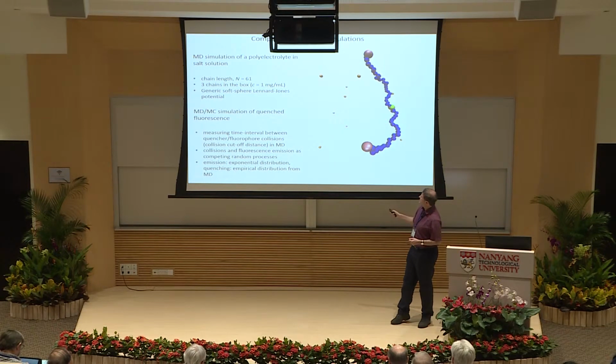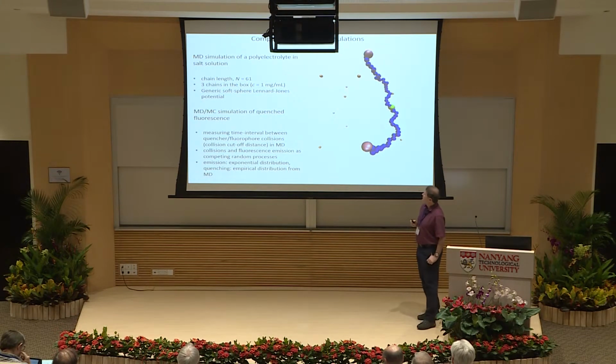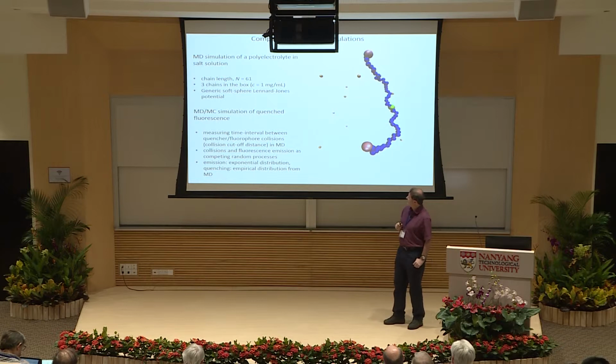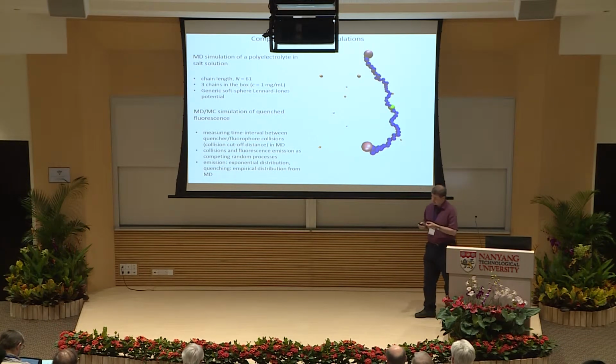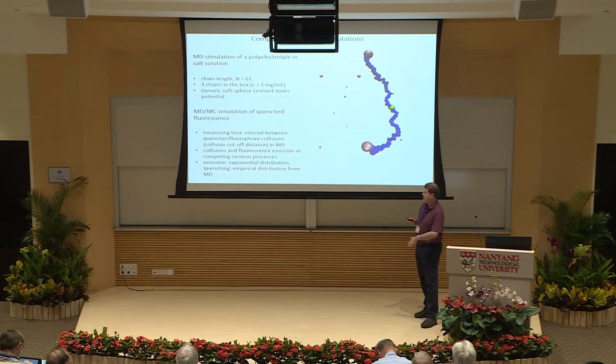There are 3 chains in the box, which emulates the concentration of 1 milligram per milliliter used for the experiment, and these beads interact via the generic sphere energy potential. And what we actually follow in the case of local pH measurement is only the concentration of the counterion.